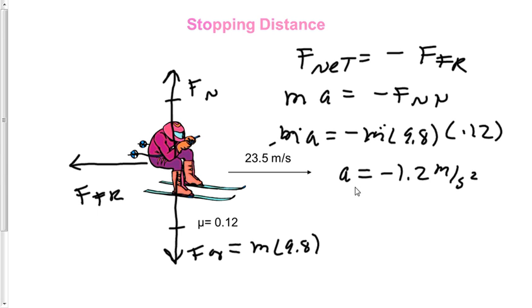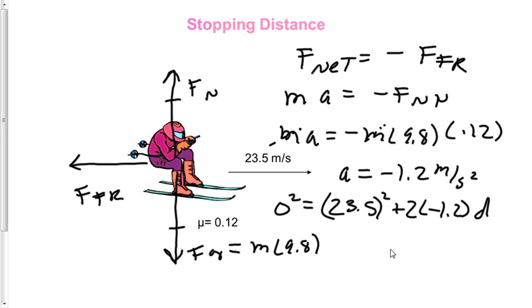We can then use a kinematics equation in order to find the total distance the skier goes while coming to a complete stop. We'll choose the v2 squared equation. Subbing in 0 squared is equal to the velocity beginning, 23.5 squared, plus 2 times negative 1.2 times d. Solving for d, we get 230 meters for the stopping distance for the skier.